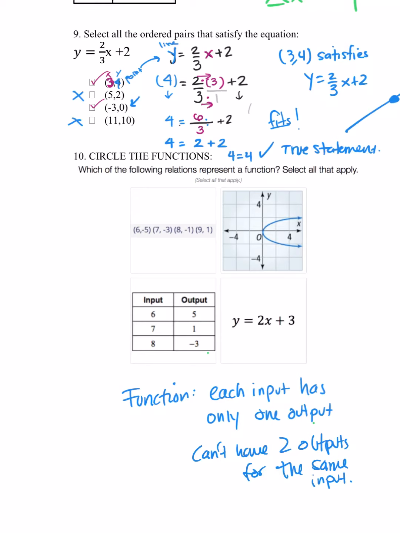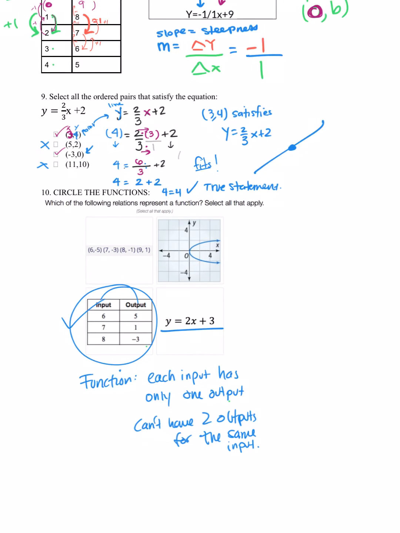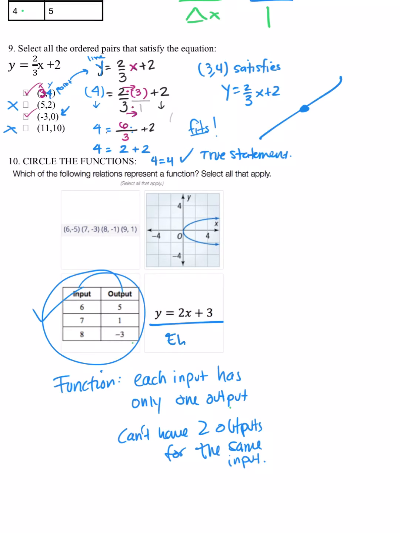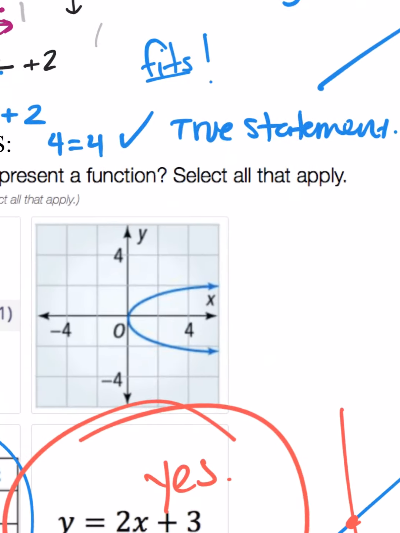So you got to look at same input. Is that a same input? Nope. So, is this a function? Yes. What does this say? This is a line, right? What do we say that this is? It's a line. Alright, cool. Look at the line. Vertical line test. Boom. How many times did it touch? Once. So is a line a function? Yes. That's a function.